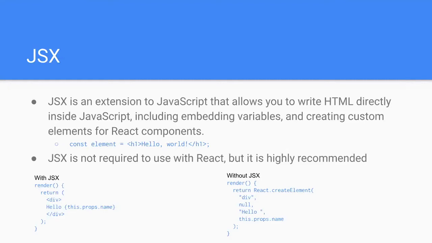But it allows us to write HTML directly inside our JavaScript, including embedding variables, creating custom elements for React components, and so on and so forth. So, for example, we can say const element, so we're creating a variable named element equals, and then we've just got an HTML tag right there. It's not wrapped in a string. Notice there's no quotes around that. It's a JavaScript literal. It's our H1 with the value inside. So it lets us actually write our HTML inside of our JavaScript.